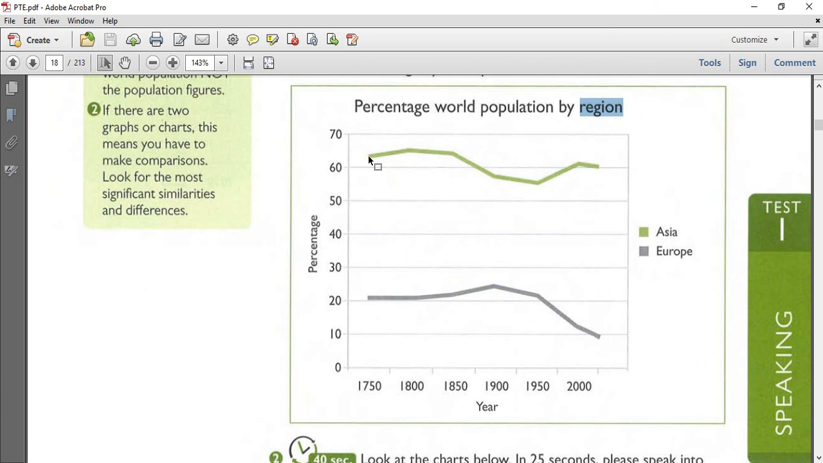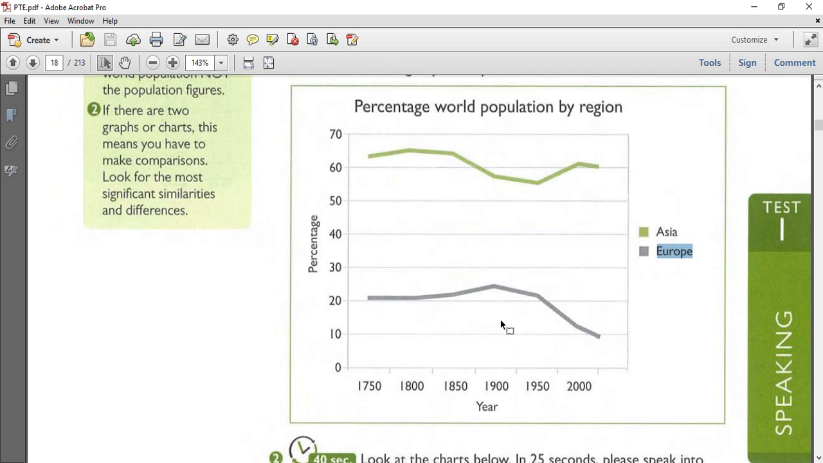So for the percentage in Asia in 1750, there were 60% of the world population in that year, while Europe had only 20% of the world population in 1750, and it grew slowly to the 1990s, to around 25%, while in Asia the population started growing slowly to around 65% in the 1880s, and then it dropped slightly until 1950, and suddenly it dropped rapidly to the 1990s.